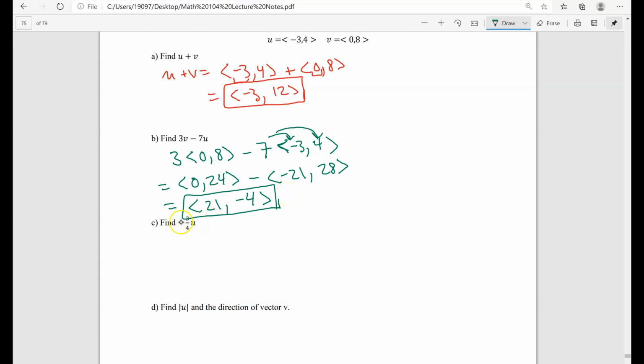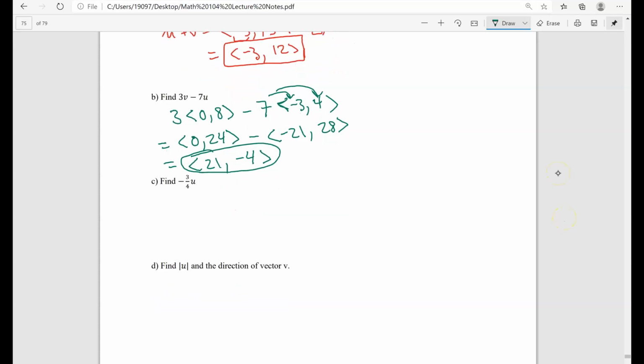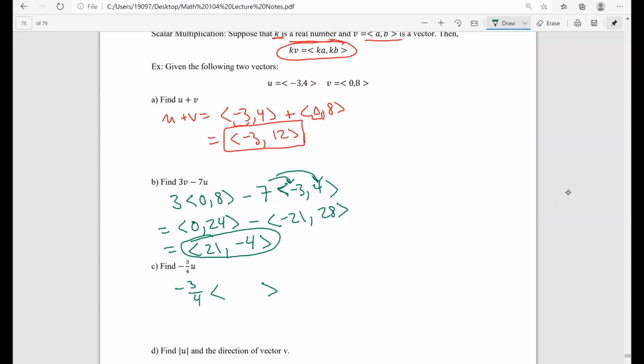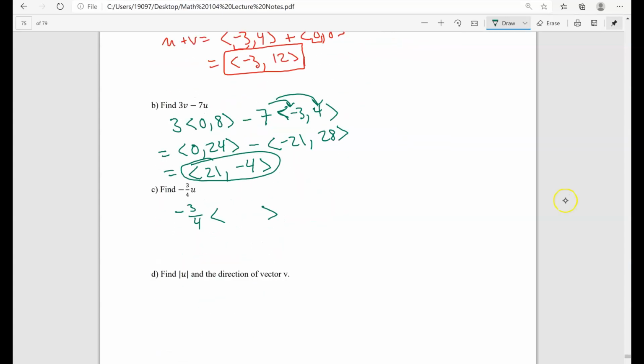This other one says -3/4 u. So I'm basically multiplying this vector by 75% and then switching it around. So -3/4 u. The vector u in this case is -3, 4.